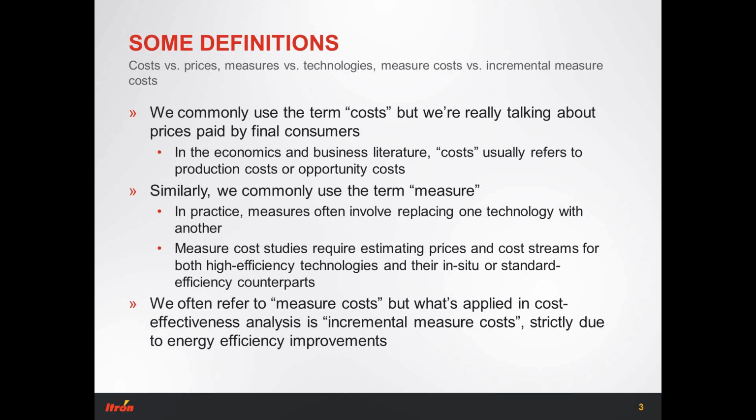We all commonly say cost, but what we're really talking about is prices, technology prices. We also use the term measure, singular. Often that actually involves a pair of technologies, one replacing the other. And we also tend to say measure cost, but what we really use in cost-effectiveness analysis is incremental measure costs, strictly due to energy efficiency improvement. So, I use these terms interchangeably, but for the record, when we say cost, we mean prices. When we say measures, we mean technologies, and when we say measure costs, we usually mean incremental measure costs.